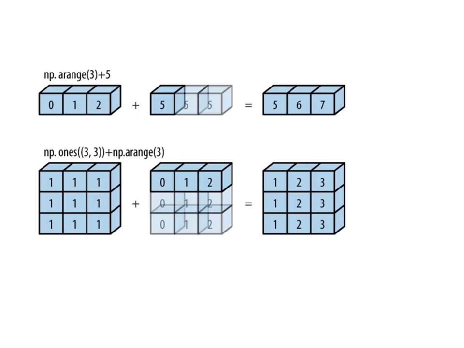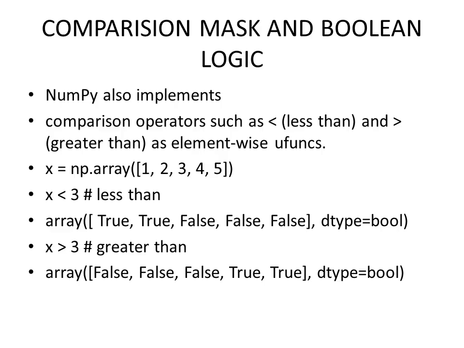Next, for two dimensional, it takes the duplicate values for 0 1 2 and gives us the output. Next is comparison, masks and Boolean logic. Here we use comparison symbols like less than or greater than on arrays. Here we use less than, for example, x less than 3. So what will be the value?